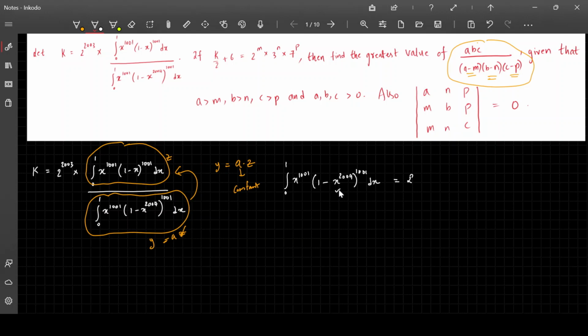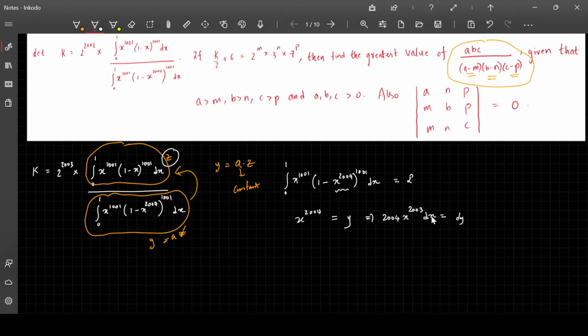Now let us substitute x power 2004, because that is what we are able to see here. Nothing else we can substitute, no better option. So we can directly substitute x power 2004 as y, and later by change of variables we can put x in the place of y. So x power 2004 is equal to y, then 2004 x power 2003 dx is equal to dy, isn't it?